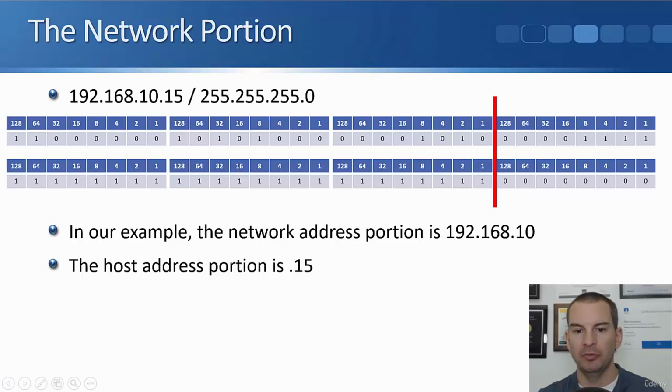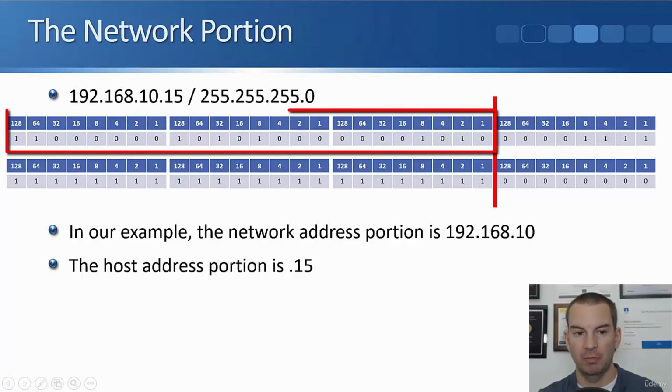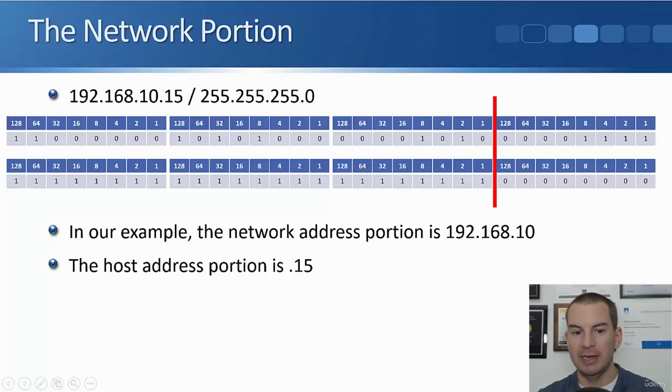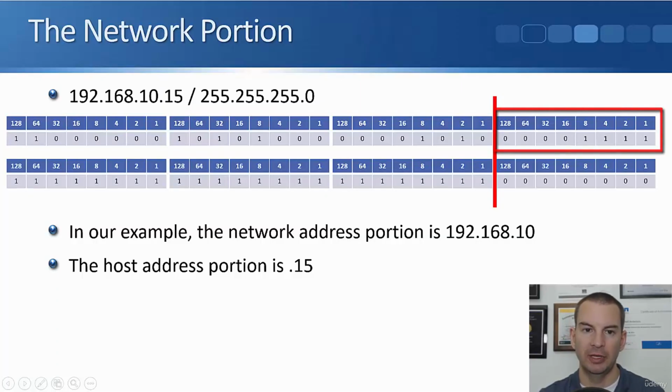So in the example, the network address portion is 192.168.10, because on the IP address, from here on the left all the way up to the line, that is the 192.168.10 part of the IP address. Whatever is after the line is the host portion of the address. So in our example, the .15 is the host portion of the address.